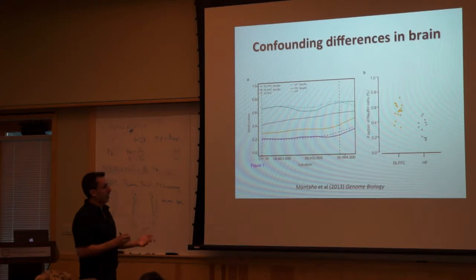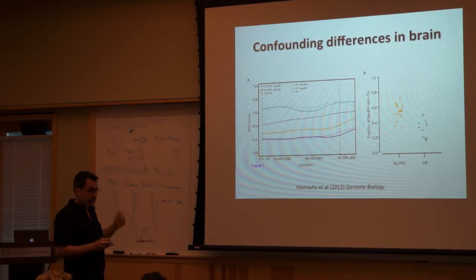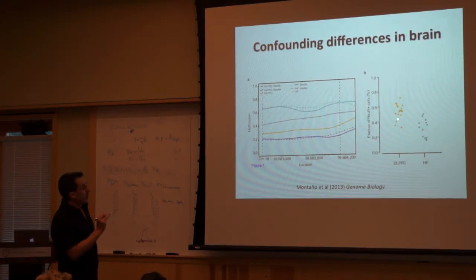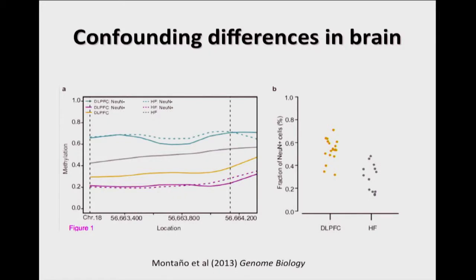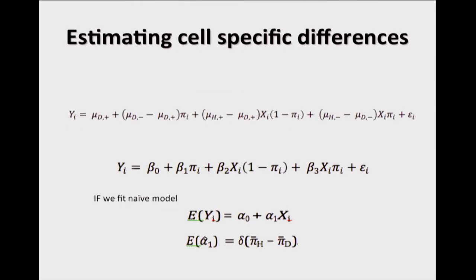And it appears to be a difference. So we applied the same idea that we showed earlier. And when you estimate the cell composition of neurons for the two brain regions, we in fact find that there are differences. So you can see that this difference is very similar to this difference. So it's the same exact problem as we saw before. But now, a little bit of math. Let's see if I can remember how we did this.